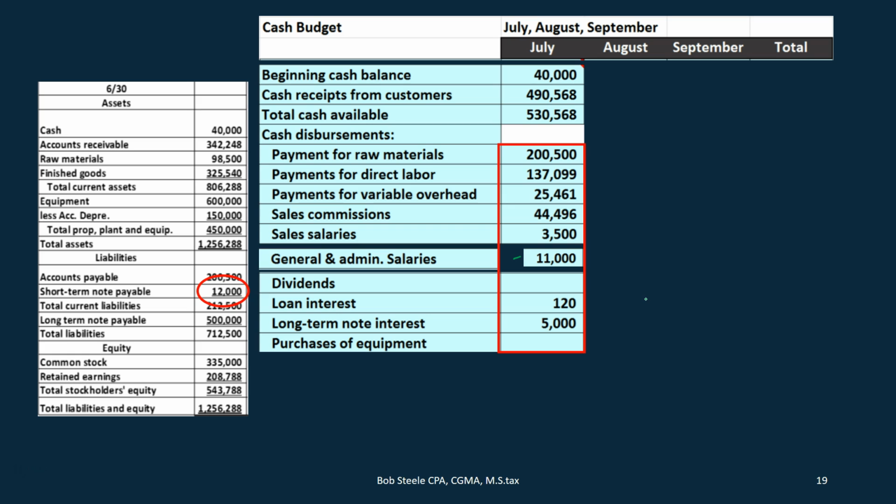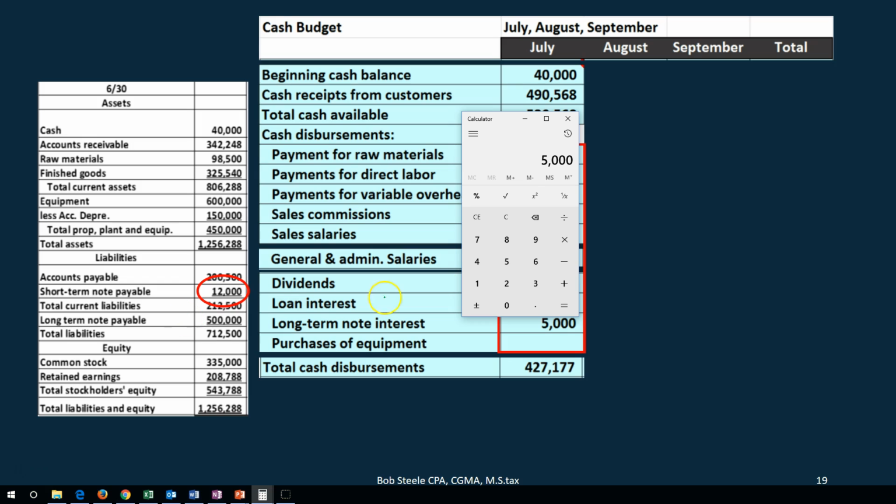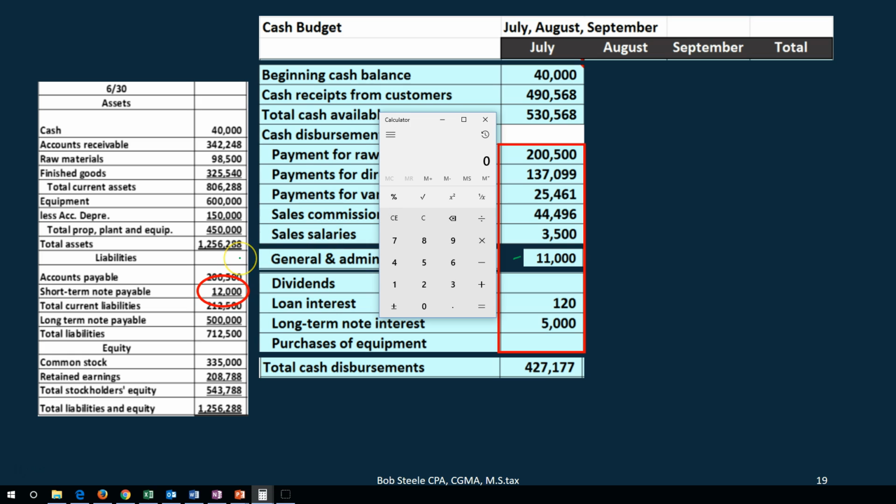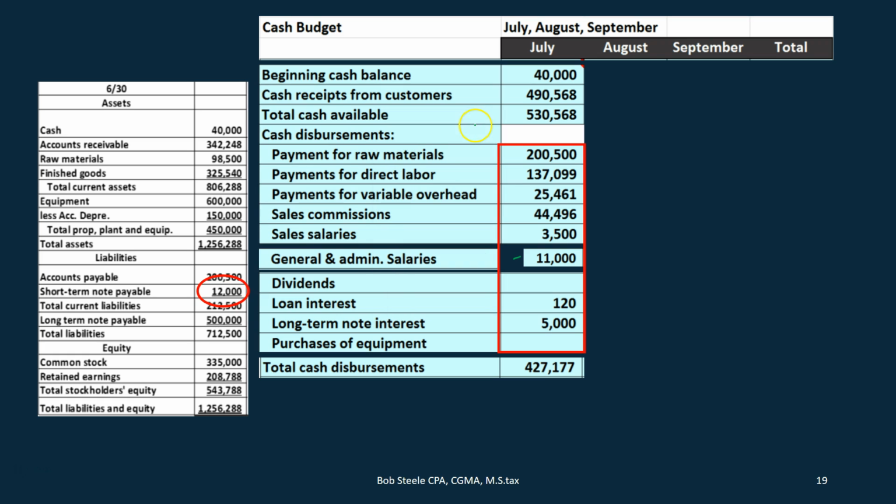Okay, so then if we added all this up, I won't do the calculator, but if we added all this up, we would then come out to the cash disbursements of 427,177. And then if we subtracted out these two, then we would have the cash receipts up here of 530,568 minus the 427,177, and that's going to give us 103,391.